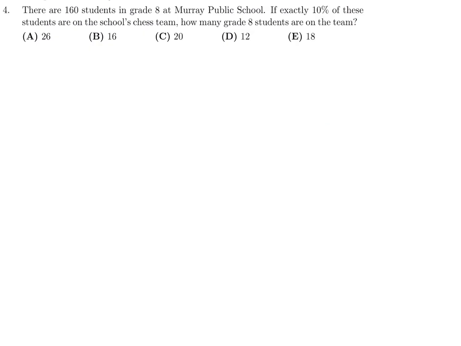There are 160 students in grade 8 at Murray Public School. If exactly 10% of these students are on the school's chess team, how many grade 8 students are on the team? So 10%, which is 0.1, times 160 is the calculation, and that is just 16. So number 4, the answer is B.